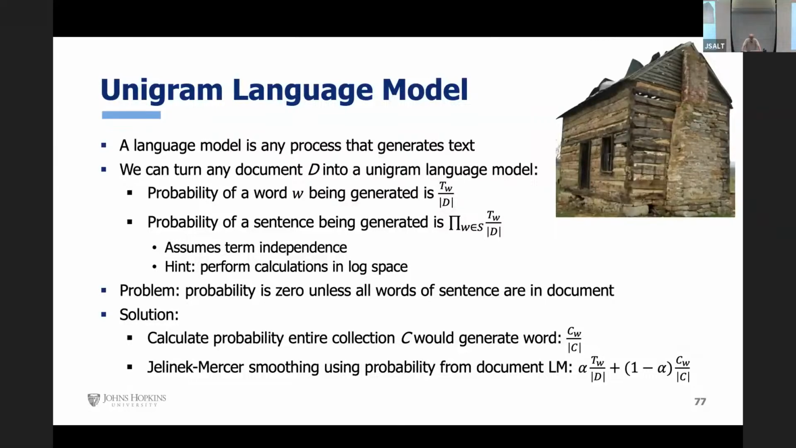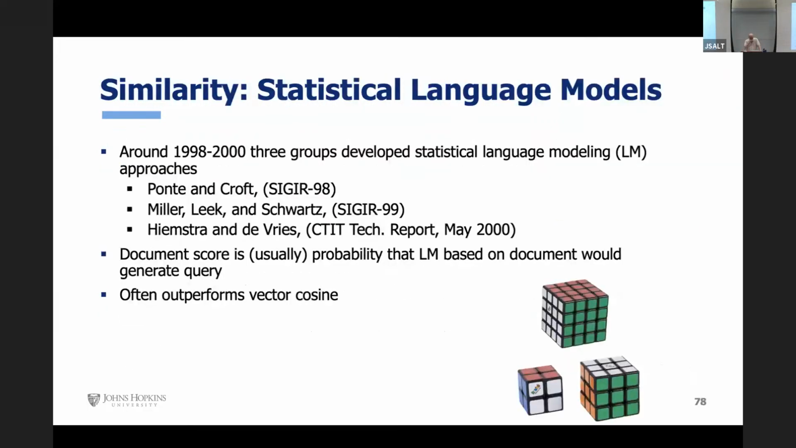Okay, so it's a very simple language model, but it turned out to be very effective, probably more effective than the previous models. These came around the turn of the millennium. There were 3 main ones at the beginning, and they often outperform vector approaches. So it's a very simple similarity metric, and it's very effective in a statistical system.